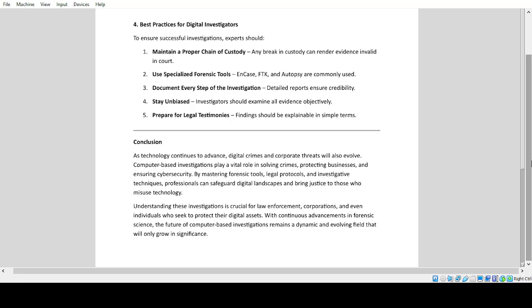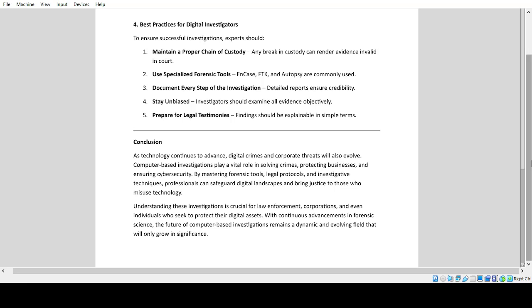3. Document every step of the investigation. Detailed reports ensure credibility. 4. Stay unbiased. Investigators should examine all evidence objectively. 5. Prepare for legal testimonies. Findings should be explainable in simple terms.